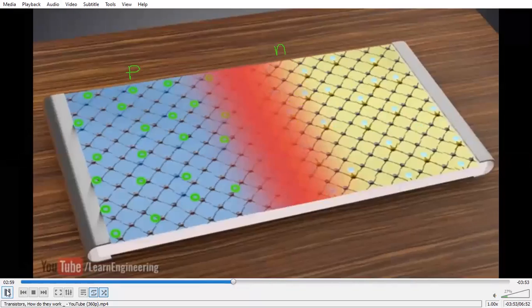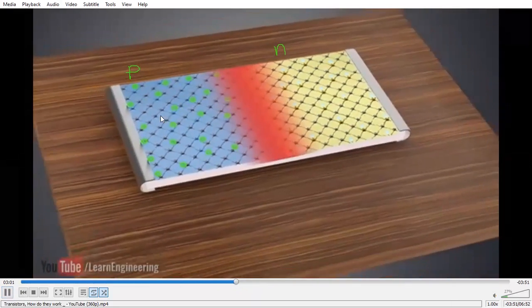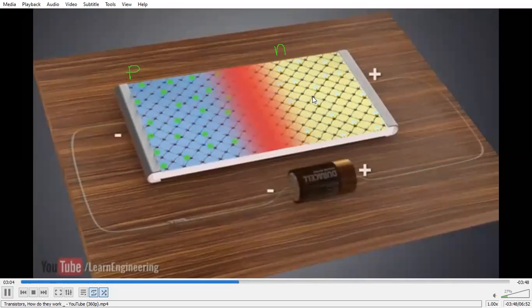Okay, so P type, N type. The one on the left is P, and on the right is N type. N type has more electrons. Let's say the P type is connected to the negative terminal, and the N type is connected to the positive terminal. So the P side will be negative and the N side will be positive. Remember, P type has more positive holes, N type has more electrons.